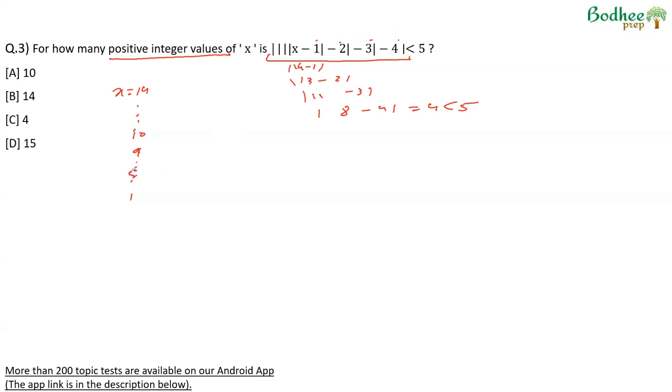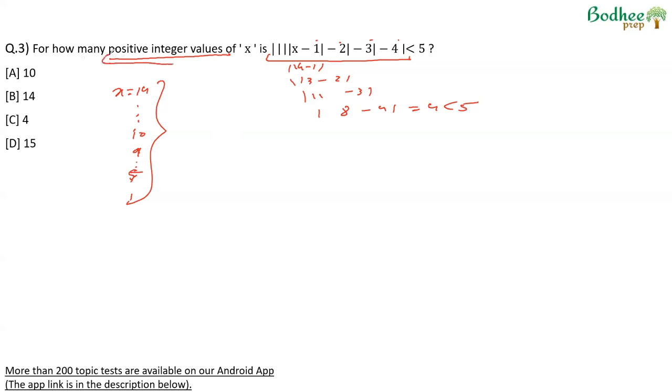For example, if we take x as 5, 5 minus 1 is 4, 4 minus 2 is 2, 2 minus 3 is 1, 1 minus 4 will give us 3, which is less than 5. So all of these numbers will satisfy this inequality. So here, rather than making cases, I'm putting values and solving from the extreme positive case of x.